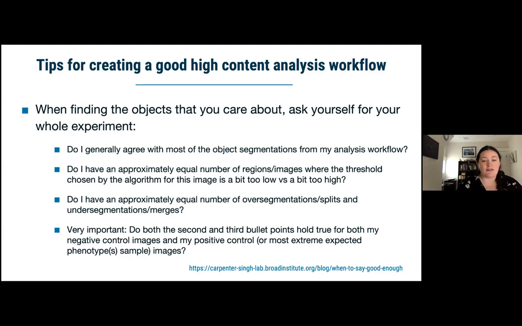And does this hold across a variety of images, both negative control images and my most extreme images, whatever I think are going to be the most different from each other? Do my analysis conditions have the same bias in all of those regions? And again, we have a whole blog post that goes into more about how you might figure this out. But ultimately, if you can satisfy all of these conditions, your high content image analysis is probably good enough. And this is where people who do this professionally say, all right, this is where I'm going to stop.